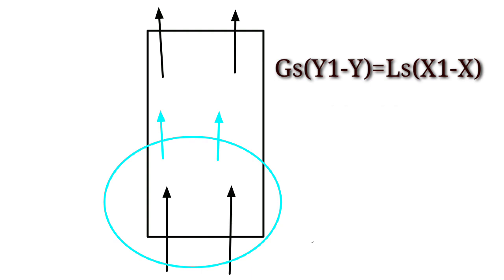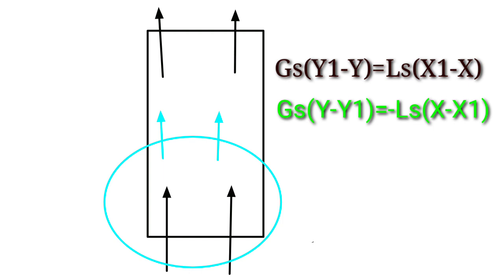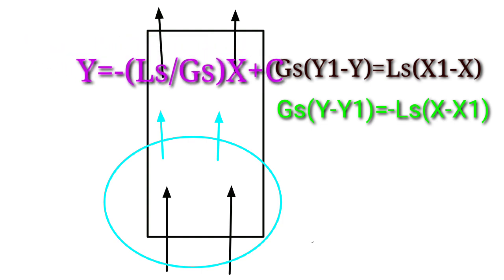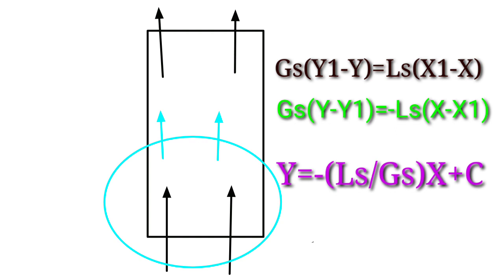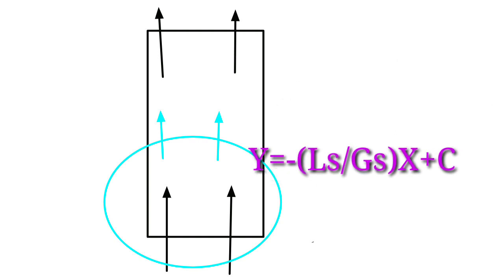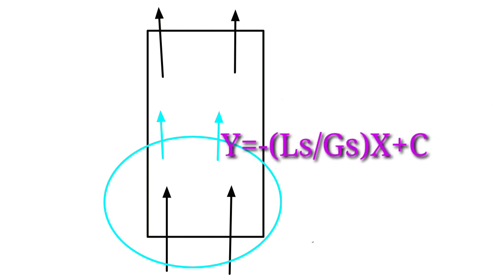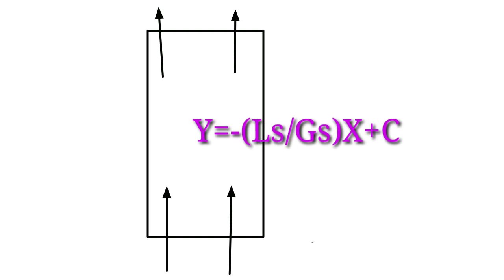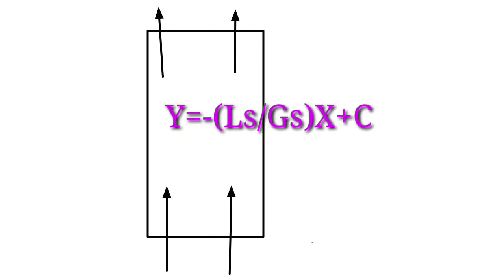So while deriving, you will see that just the slope will be negative. If you derive here, you will get the operating line as y equals minus Ls upon Gs times x plus the constant. Okay, so that's it. That's the only difference between the co-current and the countercurrent operation.